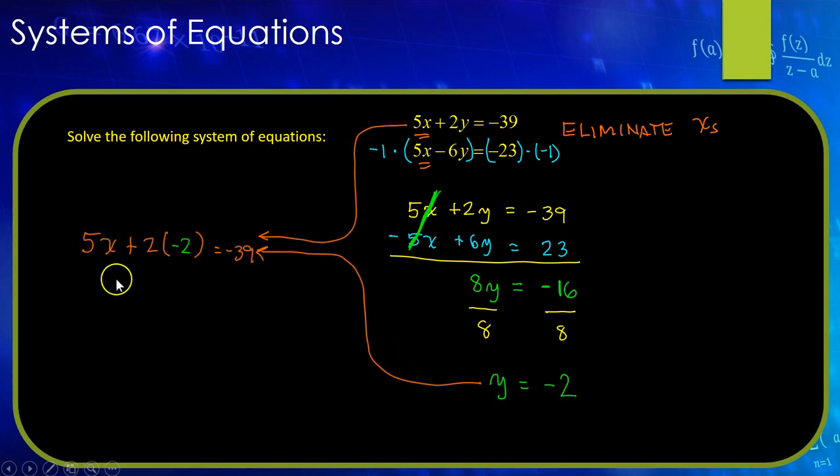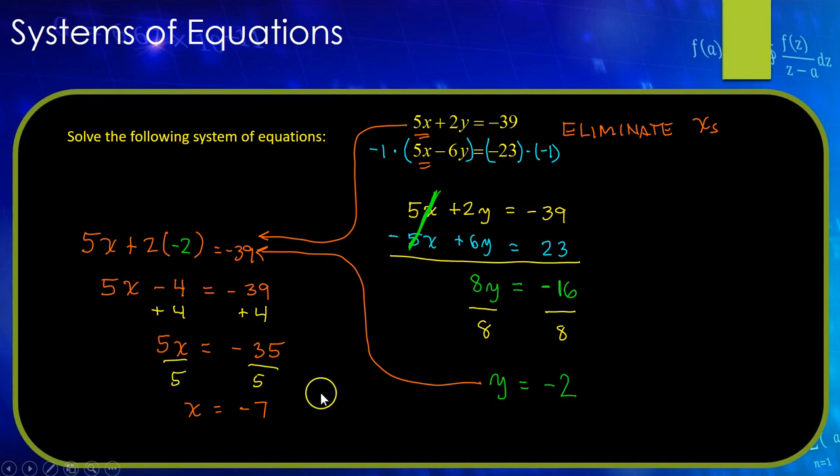I replace the y with a -2. So I have 5x minus 4 equaling a -39. I add 4 to both sides, and I get that 5x equals a -35. At which point, when I divide both sides by 5, x would be a -7. So my solution is the ordered pair -7, -2. On to the next one.